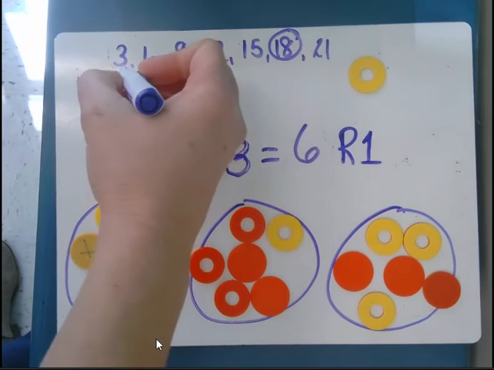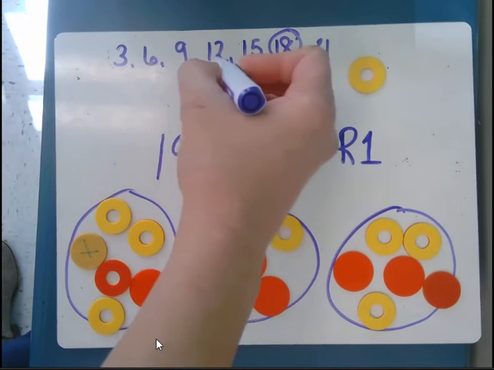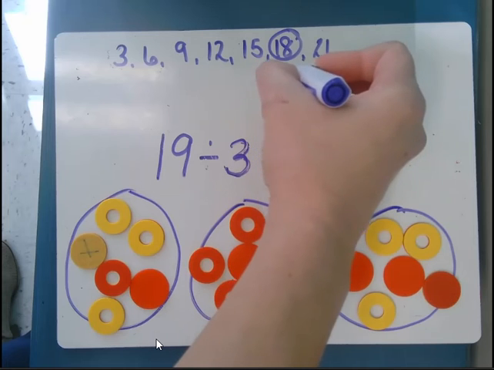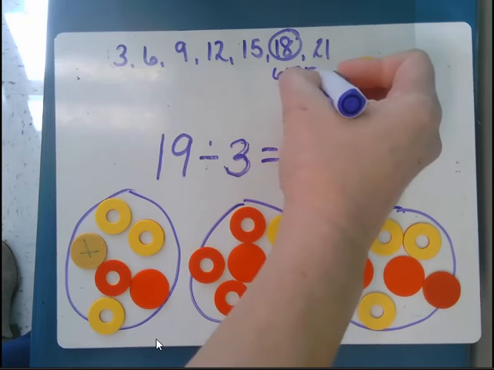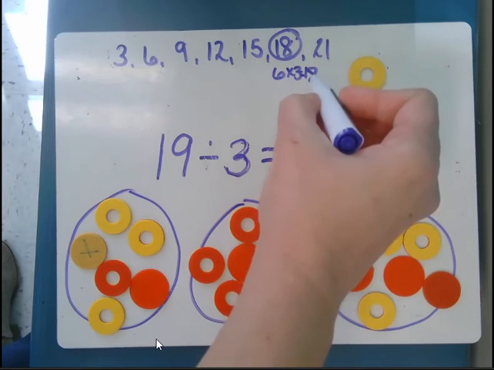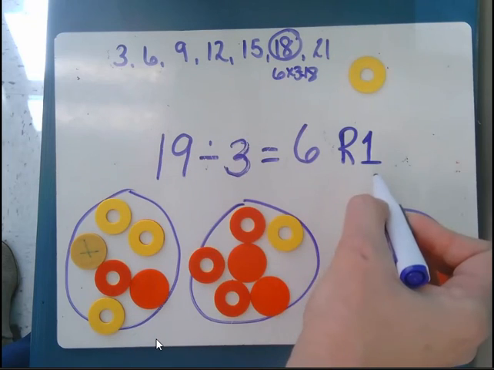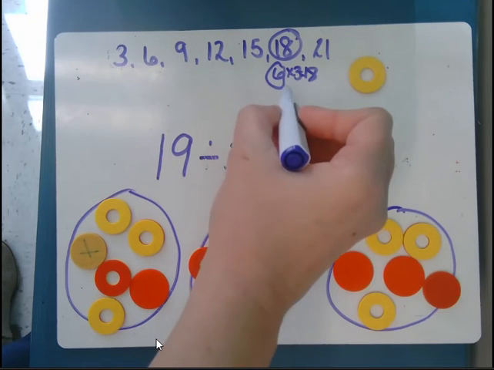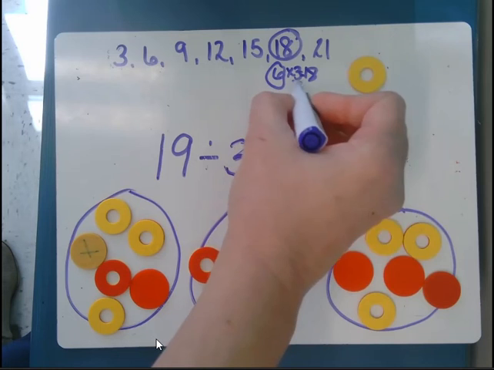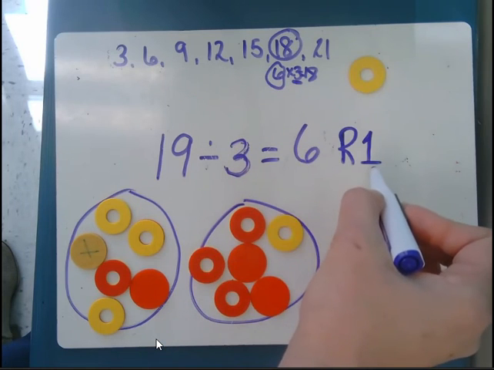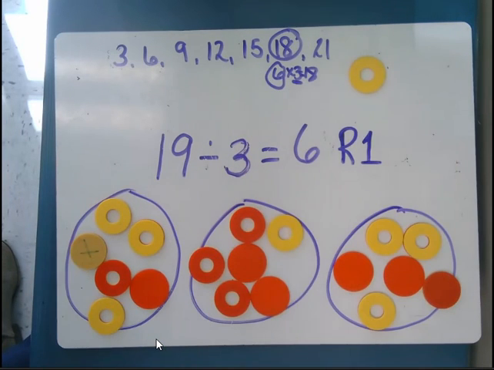That means I multiplied times 1, 2, 3, 4, 5, 6. 6 times 3 is 18, and the difference between 18 and 19 is 1. So 6 was the number in each group. There were 3 groups, and I had 1 left over because 6 times 3 was 18.